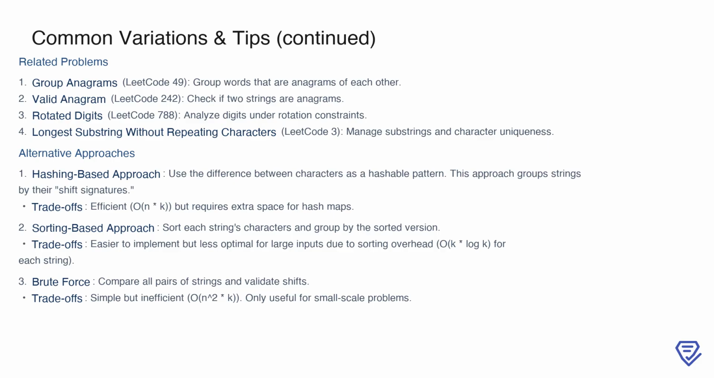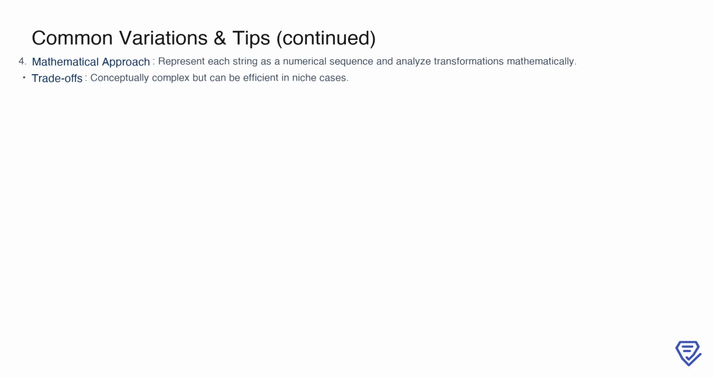Lastly, a brute force approach compares all pairs of strings to validate shifts. Though straightforward, this method is inefficient, with a time complexity of O(n²*k), making it suitable only for small-scale problems. Another alternative to consider is a mathematical approach.